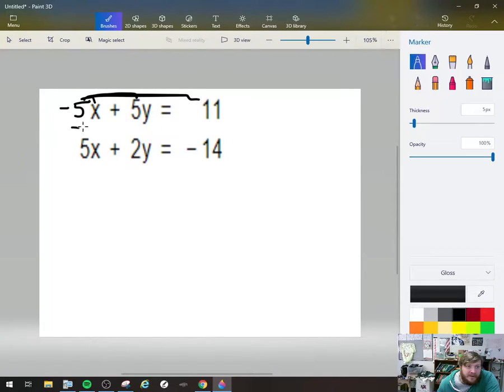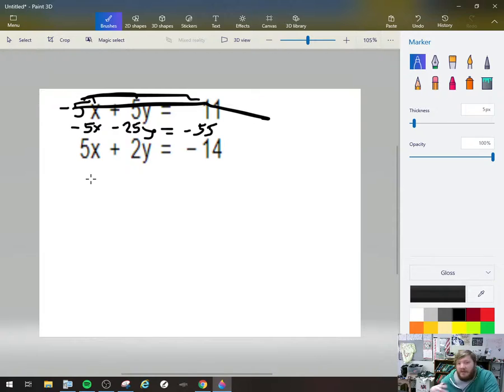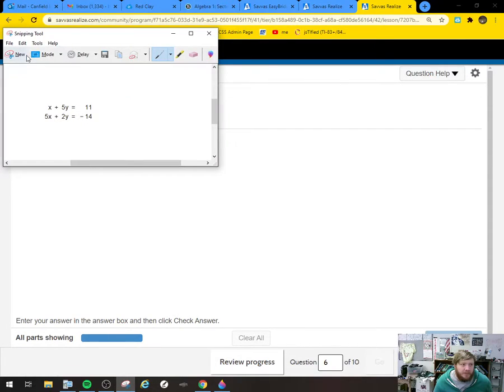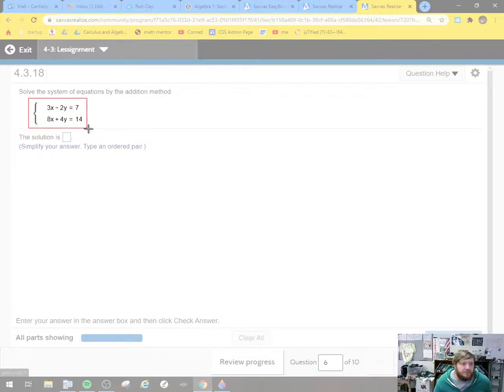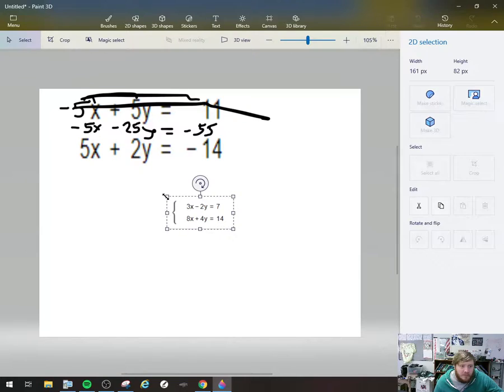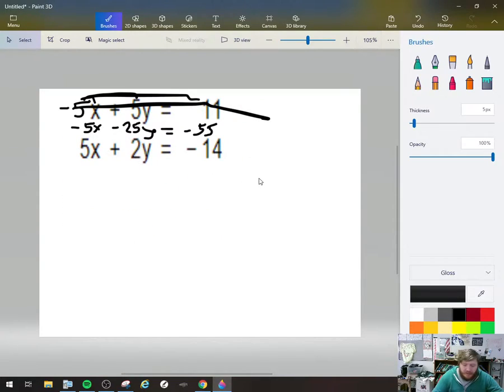If I do that, I'll get -5x minus 25y is equal to -55. And here, I don't even have to do anything to the second equation. I can just add them, and it's going to get me y instead of getting me x, but it's a little bit quicker. I'll show you what I'm talking about with this one. Nope, gotta do this first.